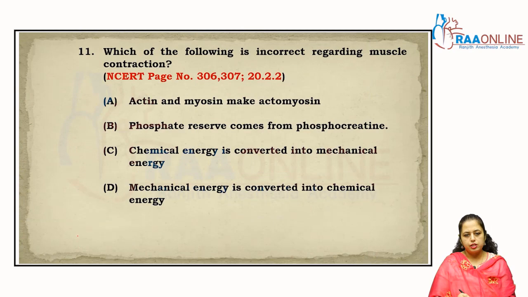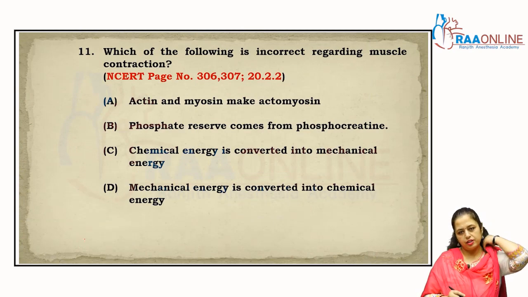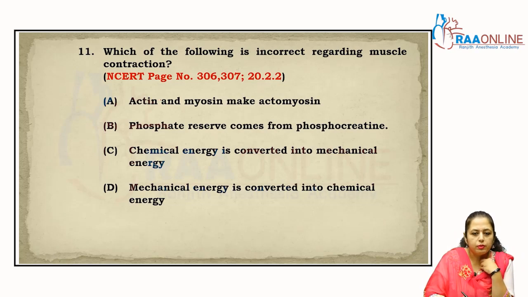Now come to the next. Which one of the following is incorrect regarding muscular contraction? Actin and myosin make actomyosin. No.